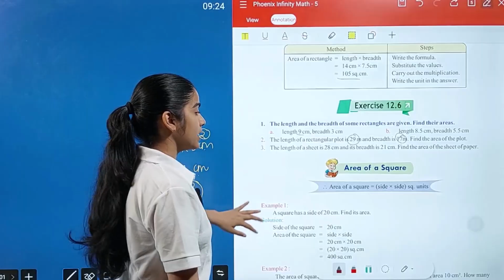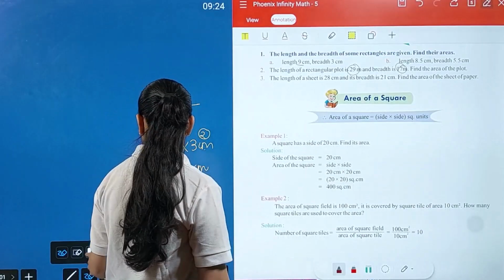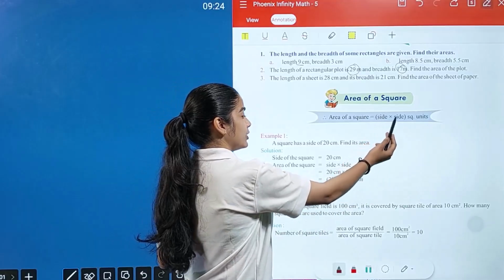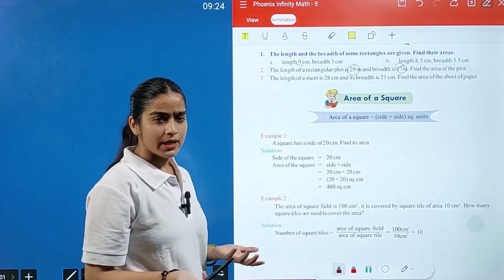Now we are dealing with the area of a square. The area of a square, again, is very simple for you. You just have to multiply side into side, because all four sides are equal to each other.